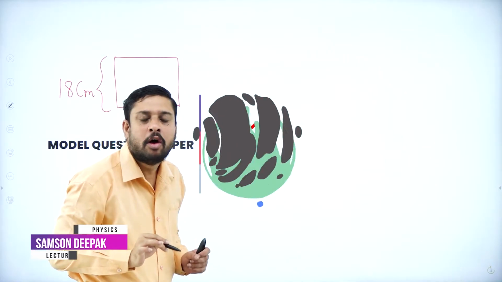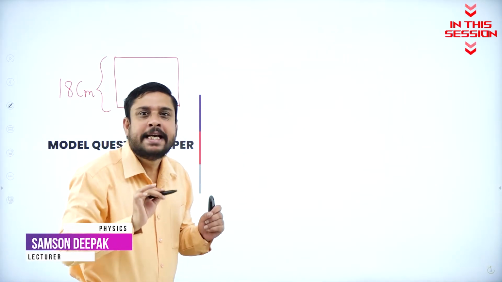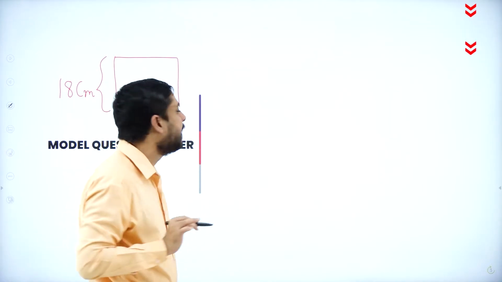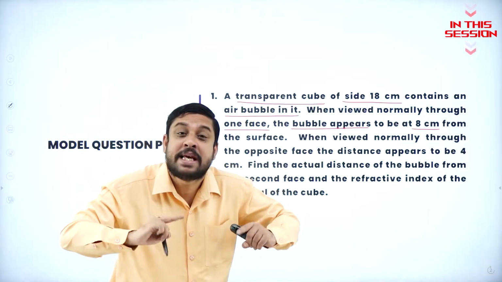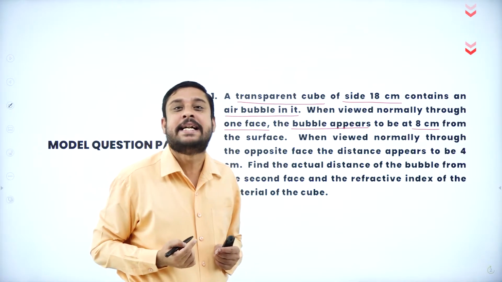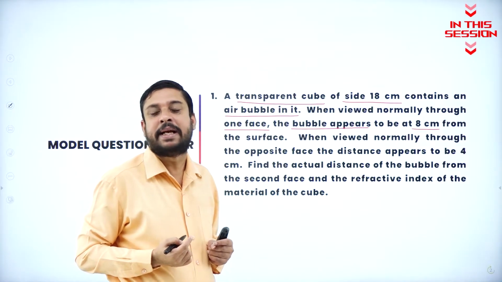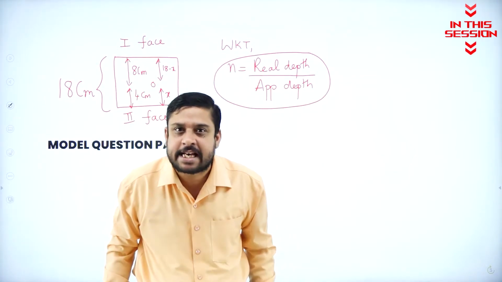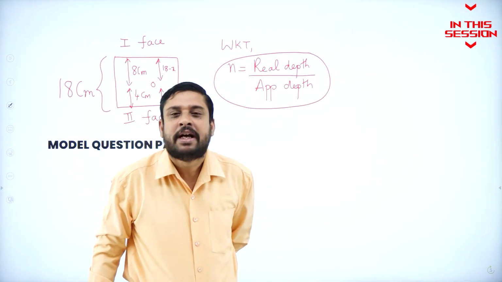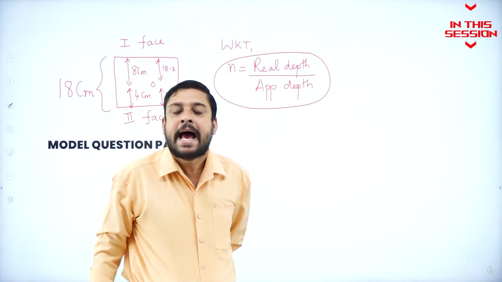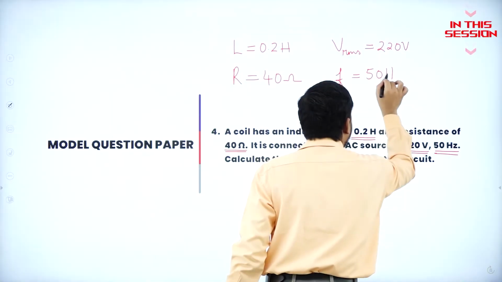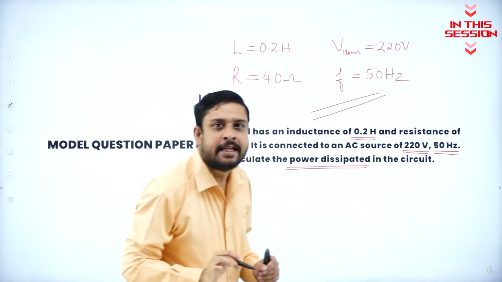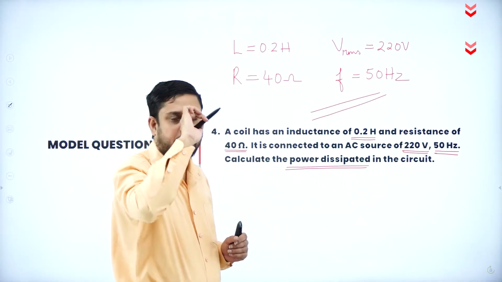The side of the cube is given to be 18 centimeter. It appears to be present at 8 centimeter, where refractive index is real depth divided by apparent depth. So I have collected the data from the problem.